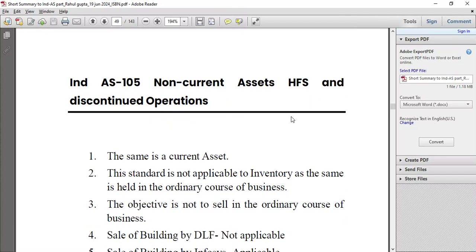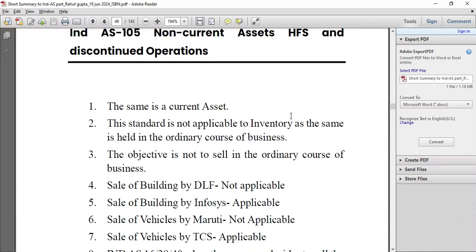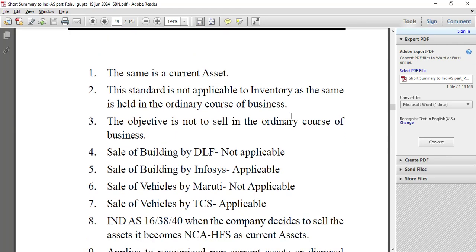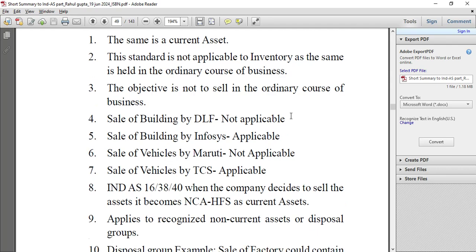Non-current assets held for sale and discontinued operations is a current asset. The standard is not applicable to inventory, as the same is held in the ordinary course of business. The objective is not to sell in the ordinary course of business. Sale of a building by DLF is not applicable, but sale of a building by Infosys will be applicable. Sale of vehicles by Maruti will not be applicable, but sale of vehicles by TCS will be applicable. When the company decides to sell the assets, it becomes NCA HFS, non-current asset held for sale.